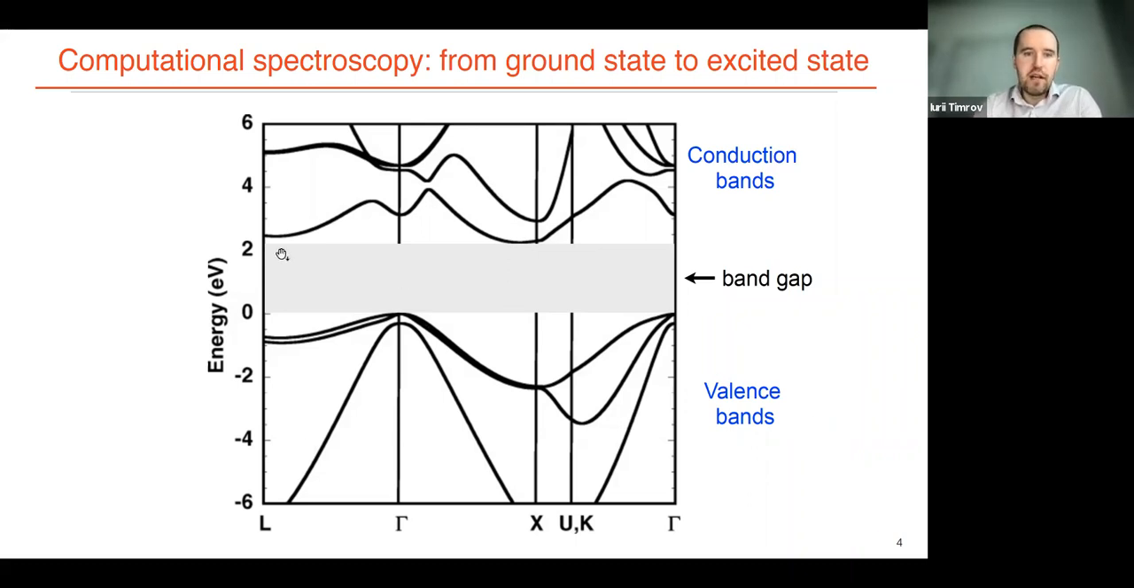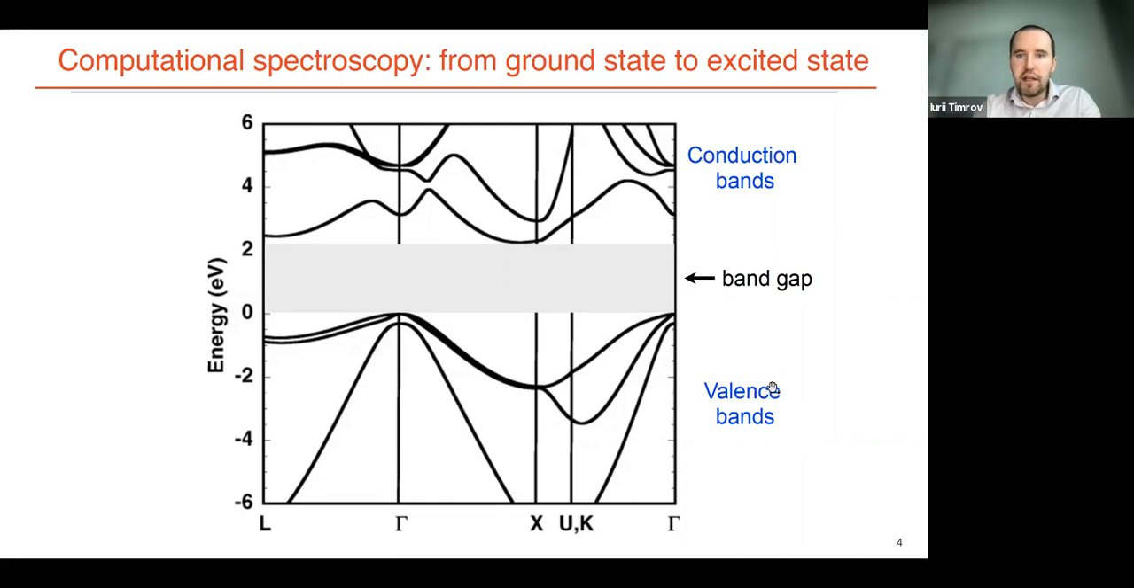So this is the band structure. On the y-axis, we have energy in electron volts, and the x-axis shows the high symmetry directions in the Brillouin zone. L, gamma, X, U, K, and gamma are the names of high symmetry points in the Brillouin zone. And this spaghetti is the electronic bands.